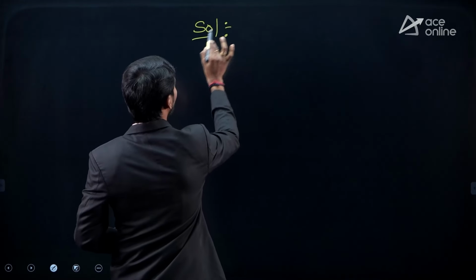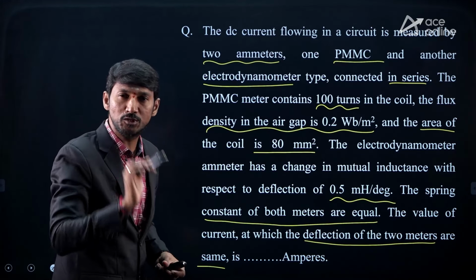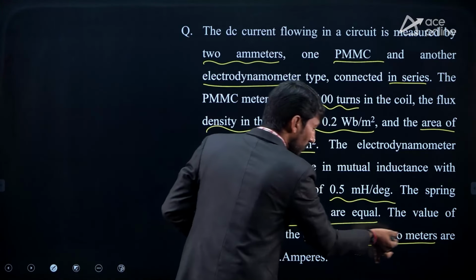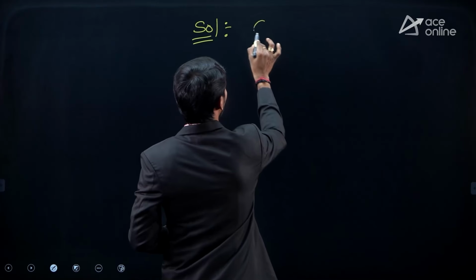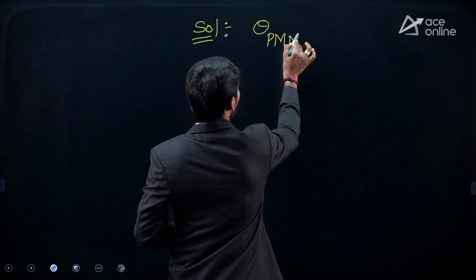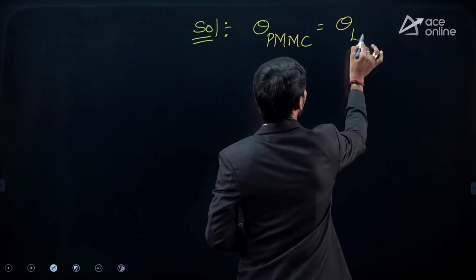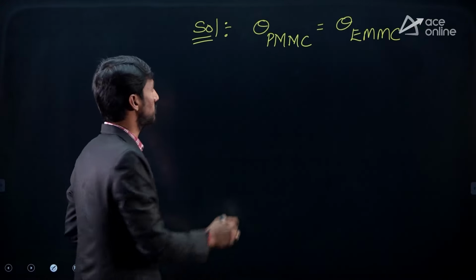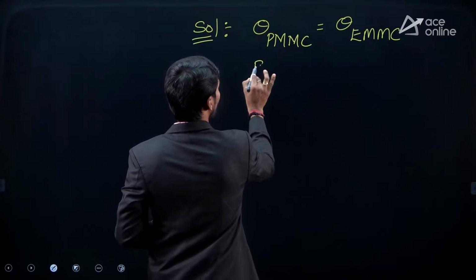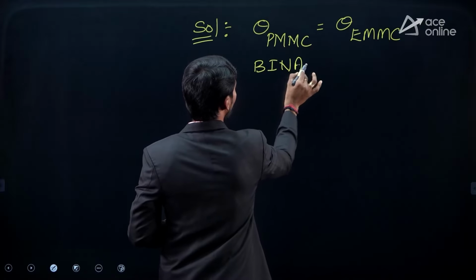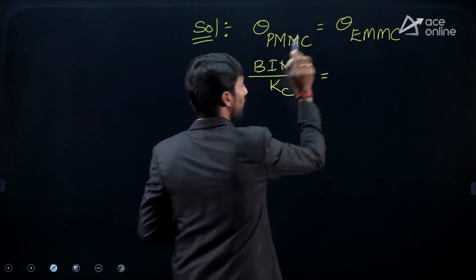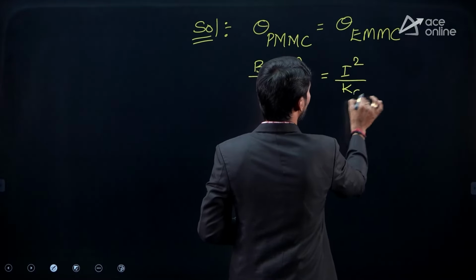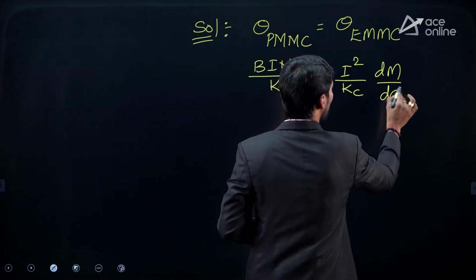The question looks lengthy, but if you read the question clearly by spending a few seconds, things will be very, very easy. First, deflection of the 2 meters is the same. Theta of PMMC is equal to theta of EMMC, meaning dynamometer type instrument. What is the theta formula? B I N A by Kc. What is theta in the dynamometer? I square by Kc into dM by d theta.